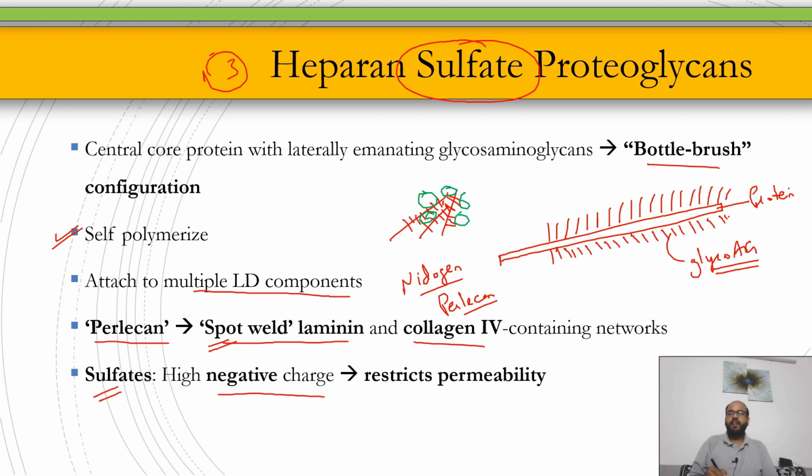And because of this negative charge, it repels other negatively charged molecules and helps to restrict the permeability. So cells and other materials cannot easily cross the basement membrane zone. So that is why the permeability is reduced, it is restricted. And there is not much passage of material across lamina densa. Okay, let's move forward.